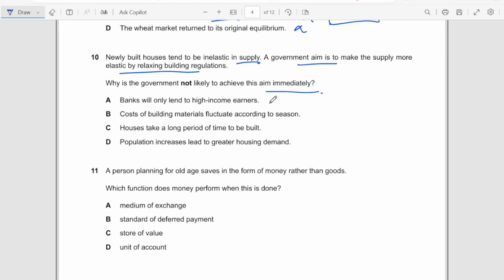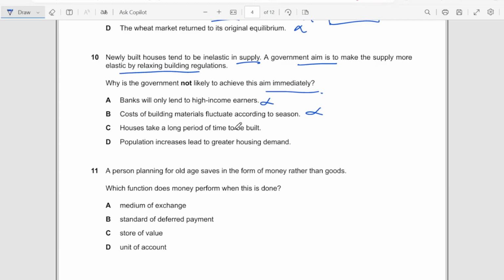Banks will only lend to high-income earners. Well, that affects demand for housing, not supply. Cost of building materials fluctuate according to the season. What does it have to do with elasticity? It has to do with maybe the cost increasing would shift the supply curve towards left and cost decreasing would shift the supply curve towards right. It will still not affect the elasticity of the supply.